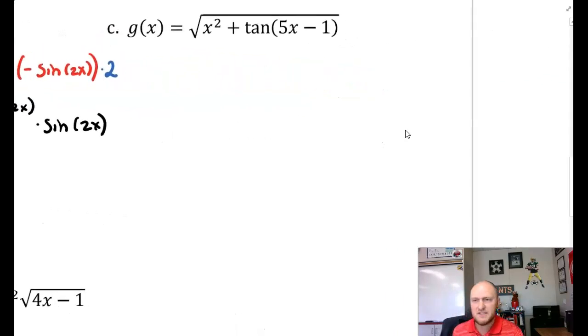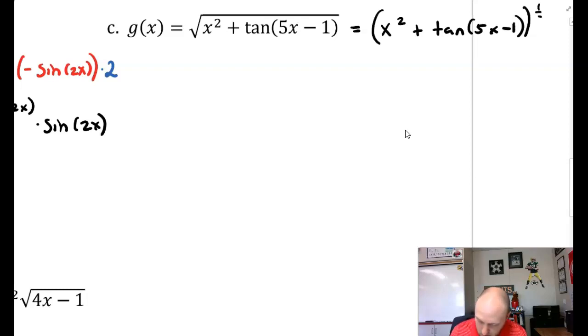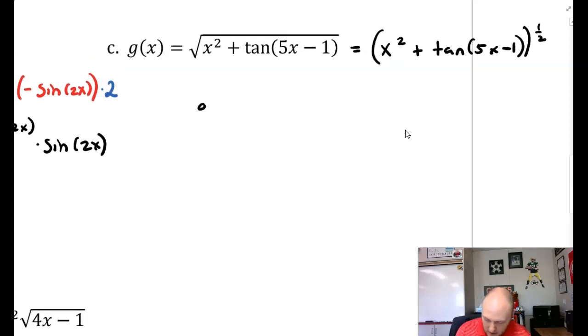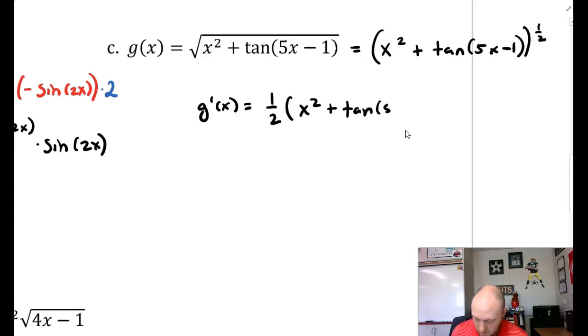All right, example C. Here, I'm going to rewrite that radical. So g of x is equal to x squared plus tan of 5x minus 1, and this is all to the power of 1/2. Okay, so for the derivative, I'm first going to use the power rule. I'm going to bring down my 1/2. The inside remains unchanged: 1/2 of x squared plus tangent of 5x minus 1 raised to the power of negative 1/2.